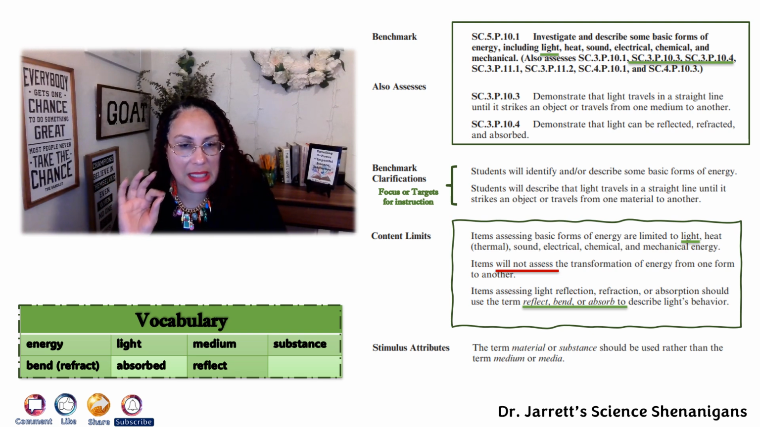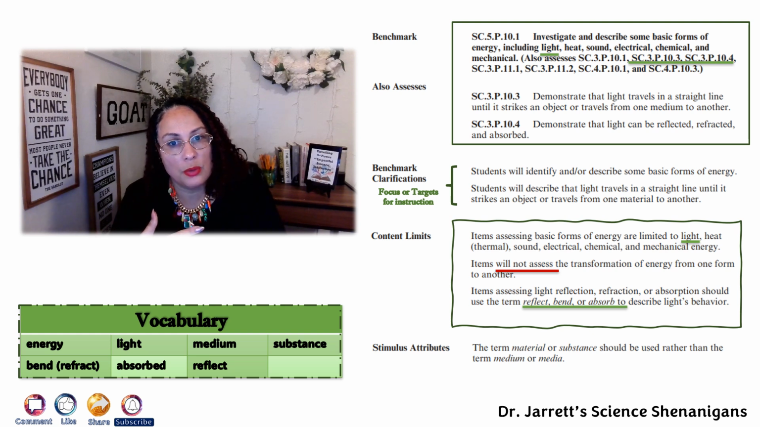Now, we do have a little tiny discrepancy between what this benchmark is asking versus what the students will see on their state assessment. If we go down to the content limits, items assessing light refraction, reflection, or absorption should use the term reflect, bend, or absorb. The problem is that the benchmark says refracted, but the students are going to see the word bend. So you need to use those terms interchangeably in your classroom.